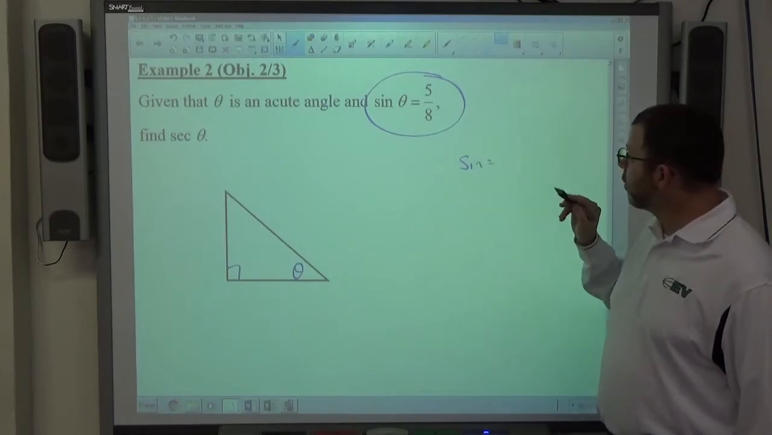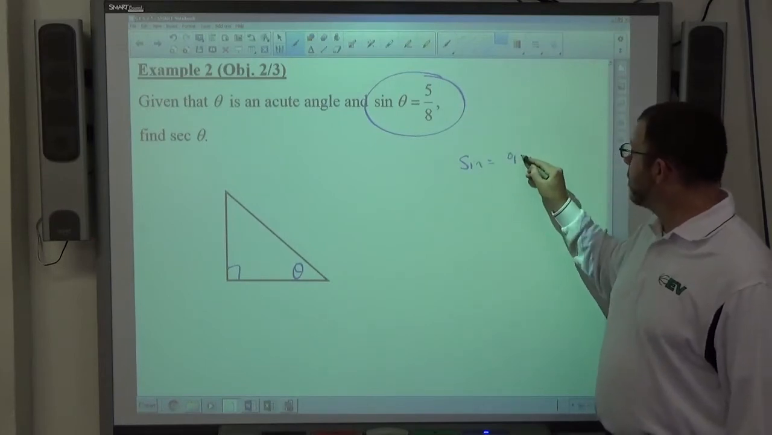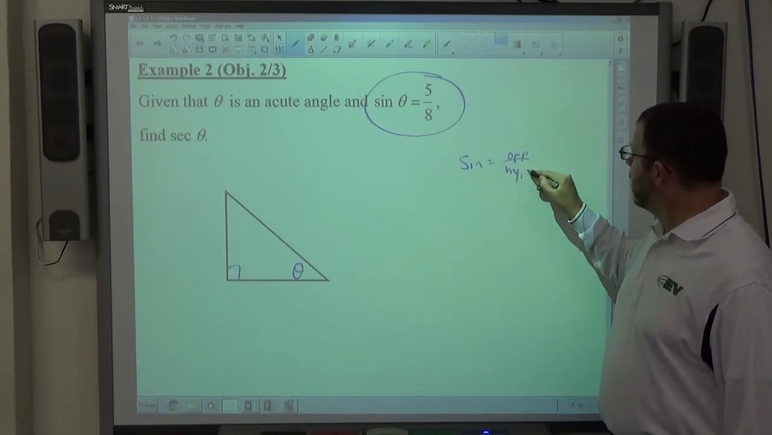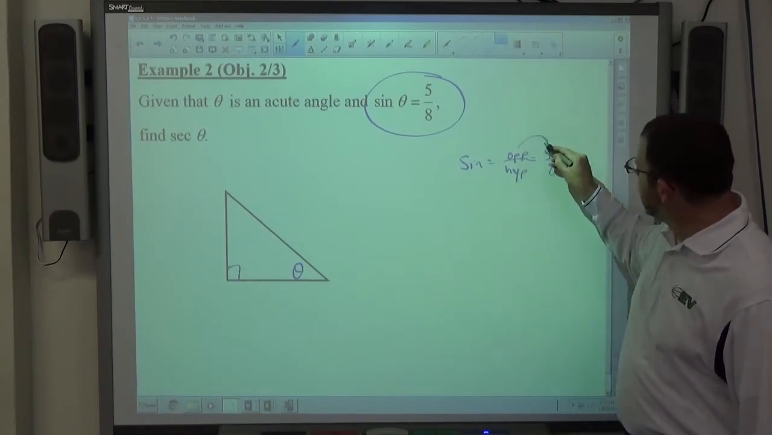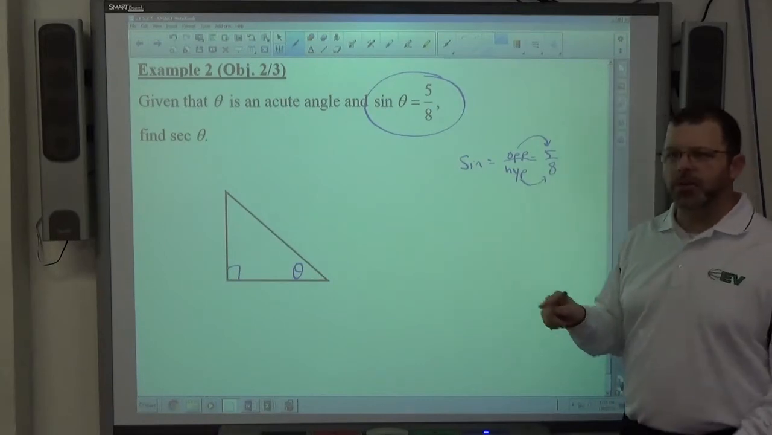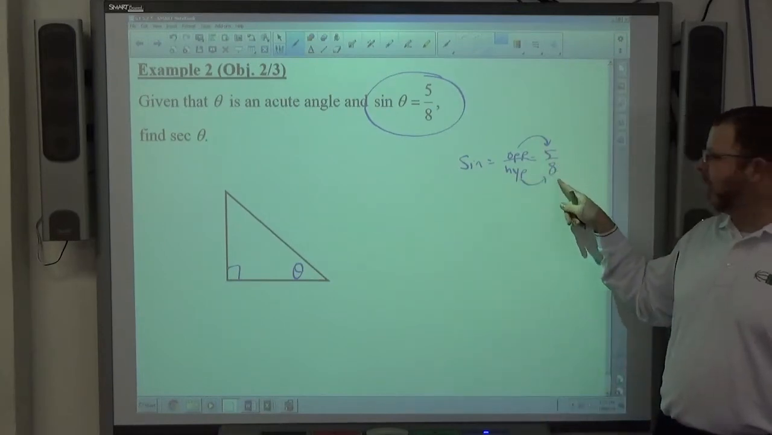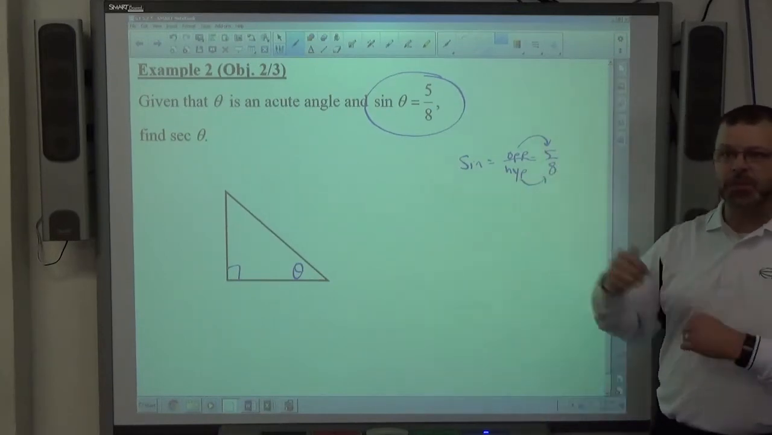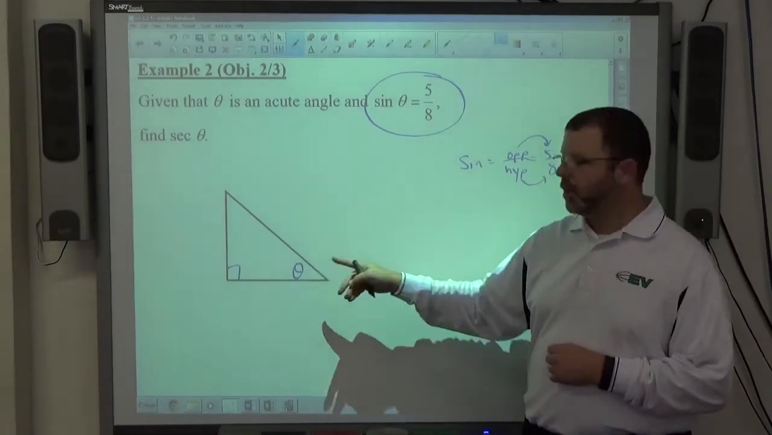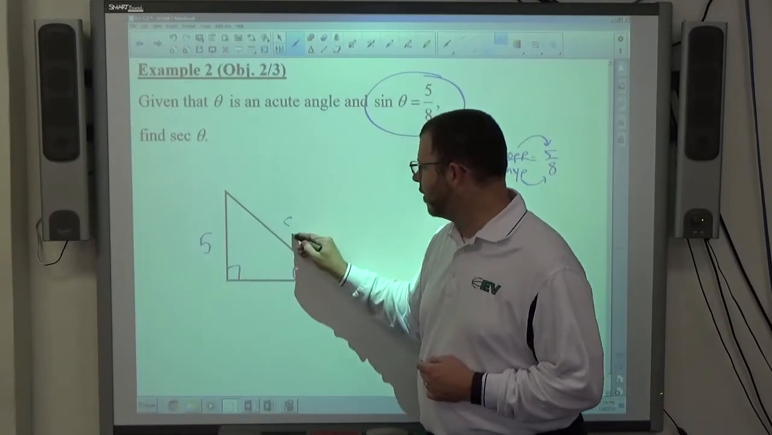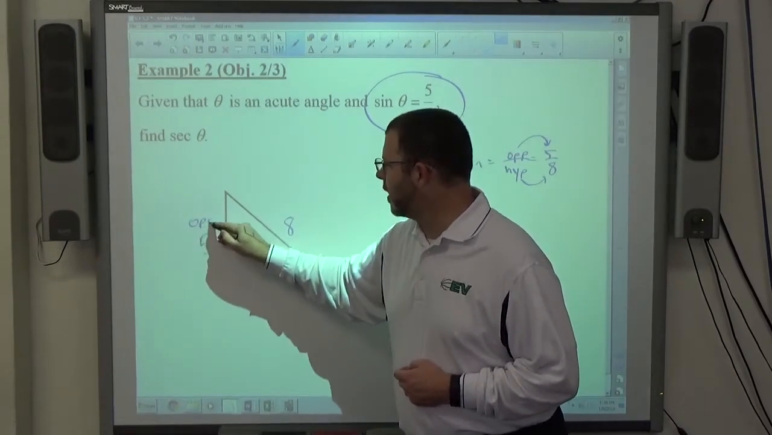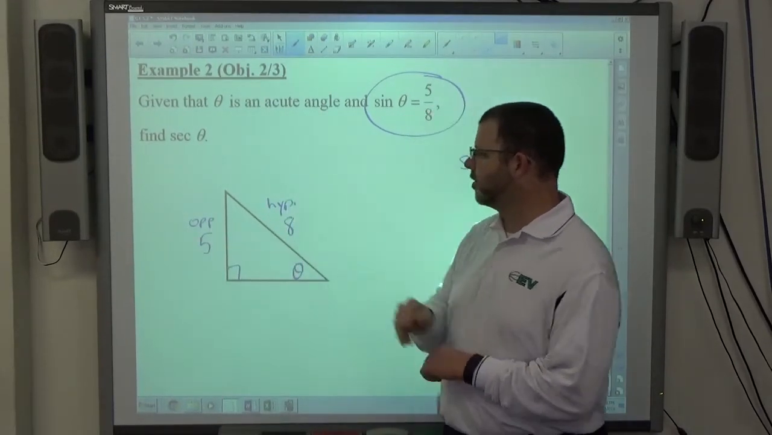Sine is what over what? Opposite over hypotenuse, right? And they told me the sine equals 5/8. So what that tells me is, if I draw a right triangle with an opposite side measuring 5 and a hypotenuse measuring 8, that should represent this angle, right? So for this, the opposite side's over here and the hypotenuse is over here. I can also write them this way, like so.